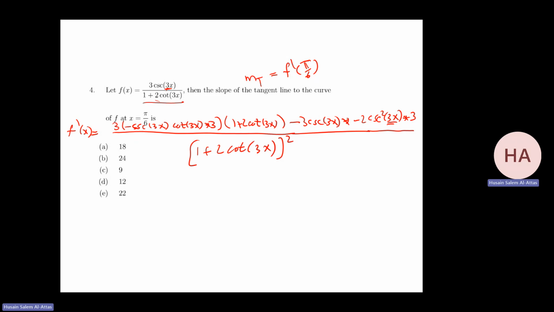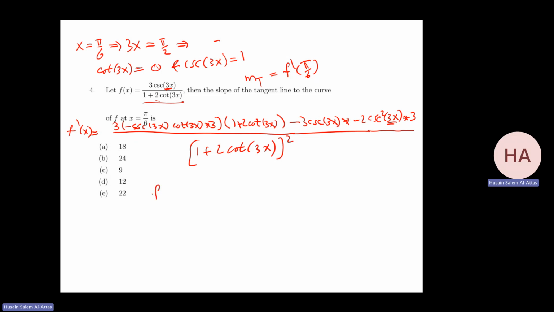Okay, now be careful. I need cosecant 3x and cotangent 3x. So if x equals pi over 6, then 3x equals pi over 2. So cotangent 3x, which is cotangent pi over 2, will be cosine pi over 2, which is 0, over sine pi over 2. So that will be 0. And cosecant 3x, which is cosecant pi over 2, will be 1 over sine pi over 2, which is 1 over 1, which is 1.